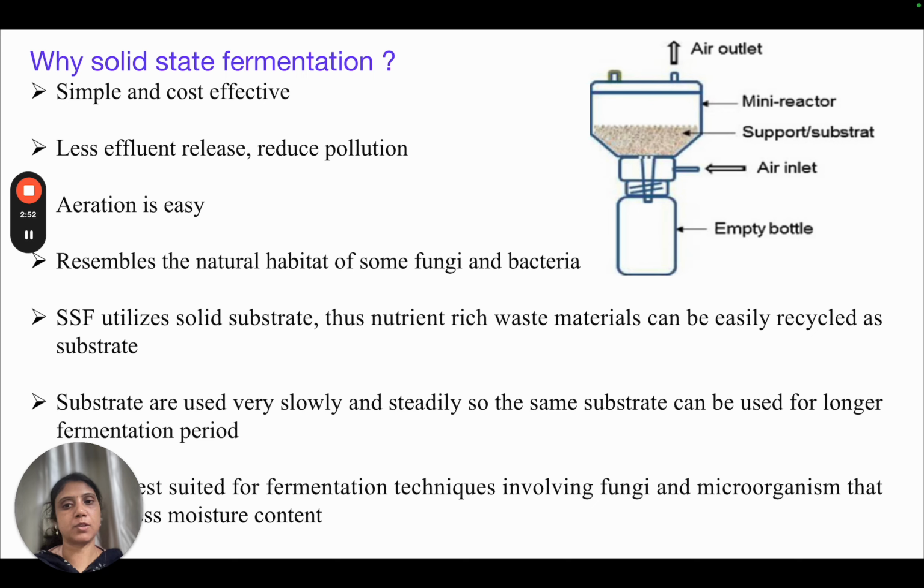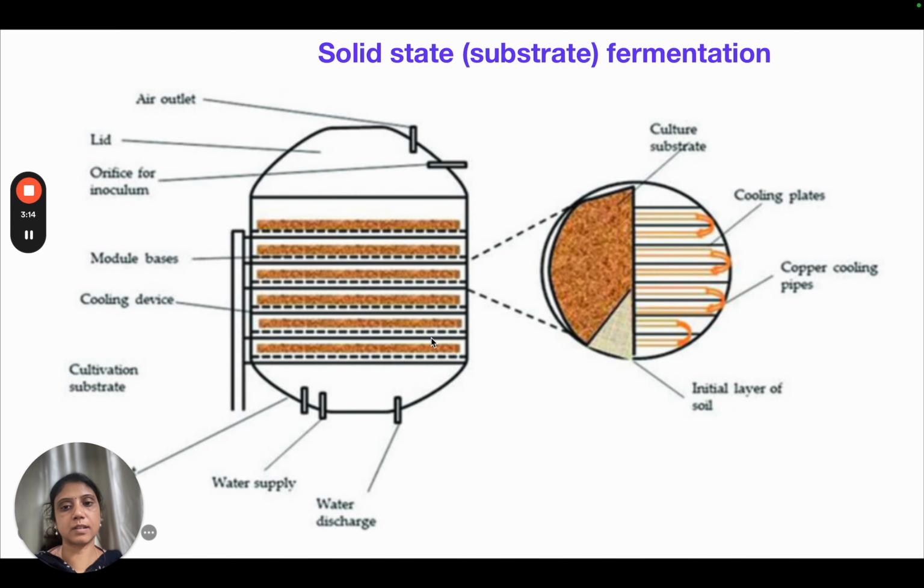And this is the typical pictorial representation of a solid state fermenter, in which we have a mini reactor through which air is being passed, and we have an air supply, but there is no agitation, and the entire product will be delivered in an empty bottle. This is the solid support in which the microorganisms are grown. This is the detailed view, in which we have many trays where the solid support like wheat bran or husk will be present, in which the microorganisms will be grown. To maintain the temperature, cooling coils will be present, in which we circulate cooling water.